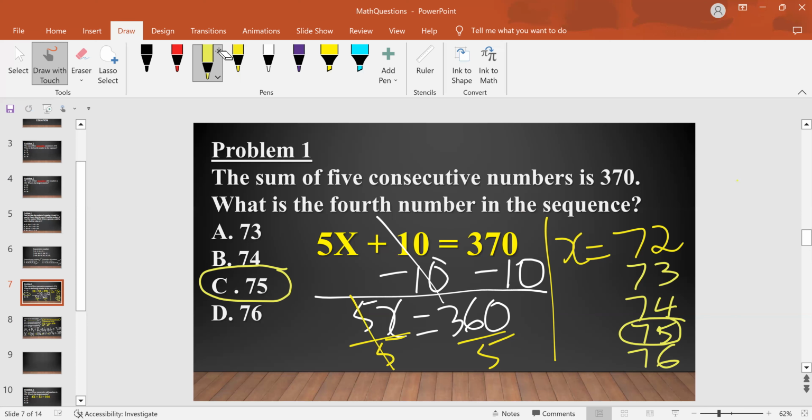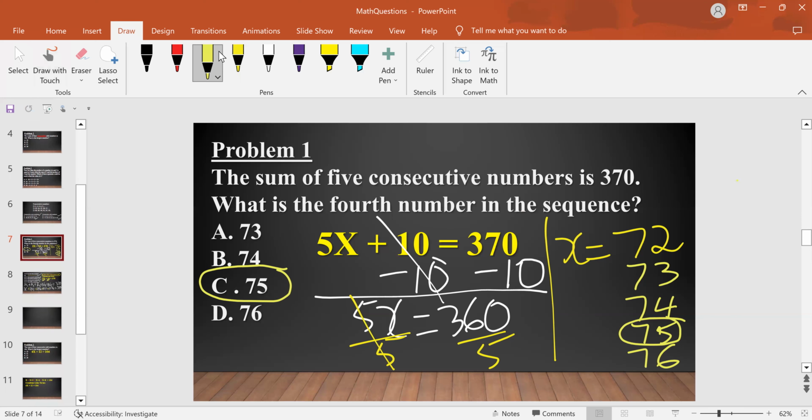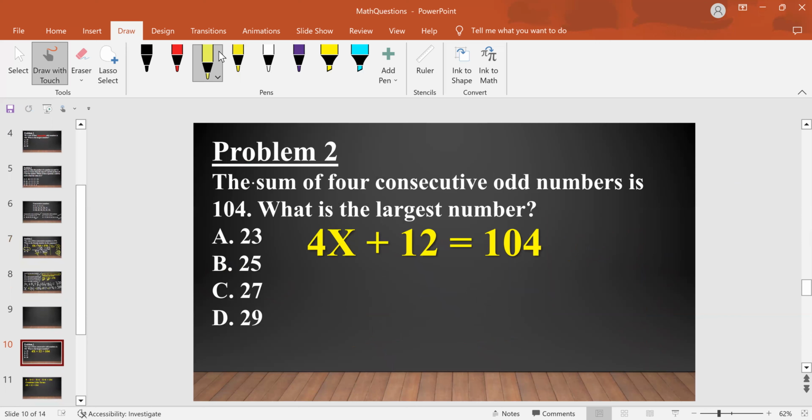The next problem, problem 2. Again, forget about this. The sum of 4 consecutive odd numbers is 104. What is the largest number? So here they don't say consecutive numbers, but they say consecutive odd numbers.